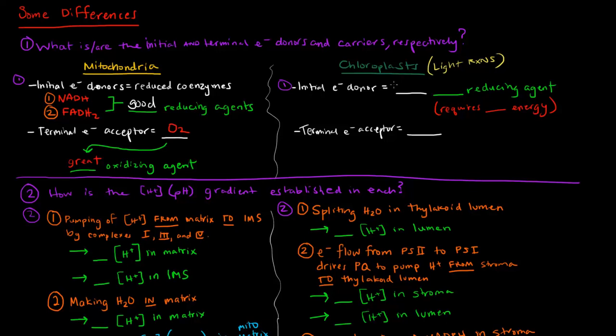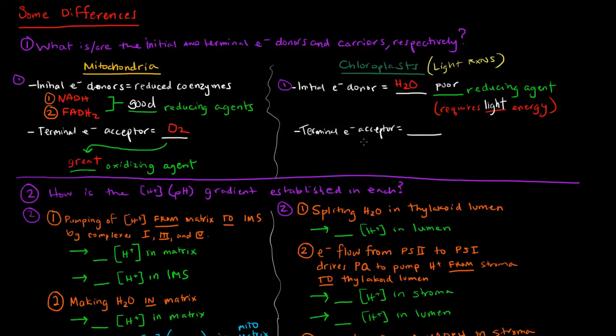In the chloroplasts, again, I just want to reiterate that we're talking about the light reactions of photosynthesis. In the chloroplasts, the initial electron donor is water, right? And water does not want to be oxidized, so it's a poor reducing agent. Since it doesn't want to be oxidized, it doesn't want to reduce anything. It doesn't want to be oxidized to oxygen. It requires energy, and that energy comes from light.